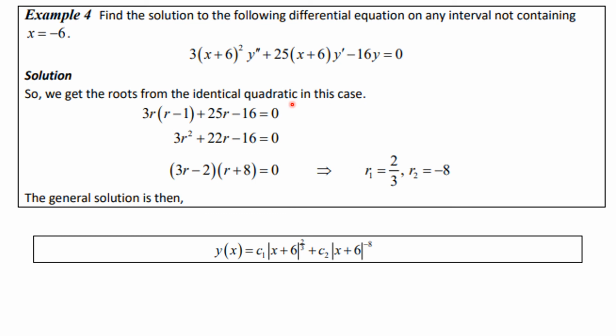Okay, so you get the roots by substituting in here. And you get 3r squared plus 22r minus 16. That factors. You get r1 is this and r2 is that. So the general solution, which works as long as you're away from the point x equal to minus 6, is this one. And there's the 2/3 exponent, and there is the minus 8 exponent.